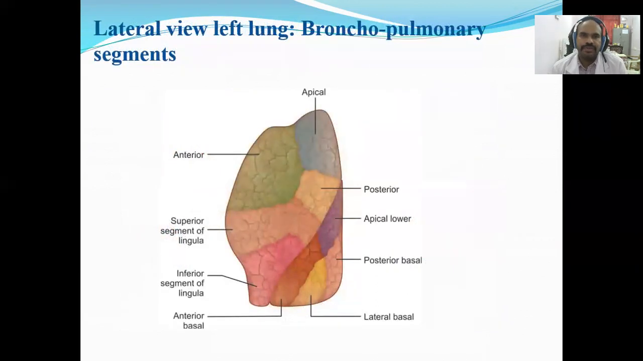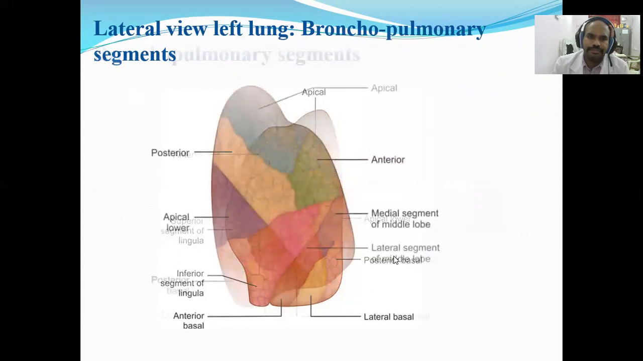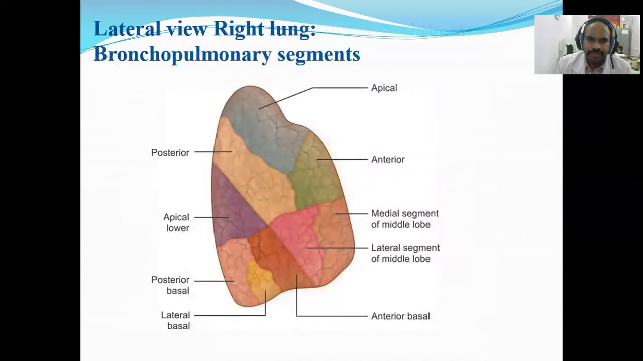This is the lateral view of the lung showing the bronchopulmonary segments, where we have the apical segment, the anterior segment, the superior segment of the lingular bronchus, then the inferior segment, then the apical lower, posterior basal, as well as lateral basal. The lateral view of the right lung showing the bronchopulmonary segments: we have the apical, anterior, posterior, medial segment of the middle lobe, lateral segment of the middle lobe, and the anterobasal, apical lower, posterobasal, and the lateral basal. All these things have been rightly marked over here.